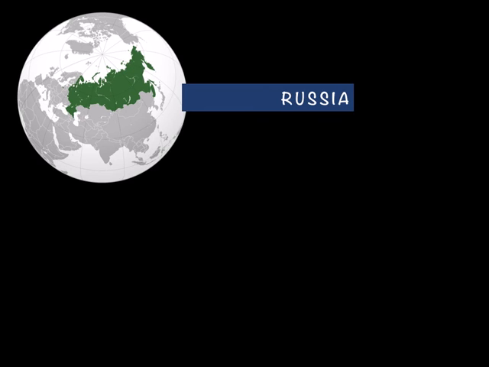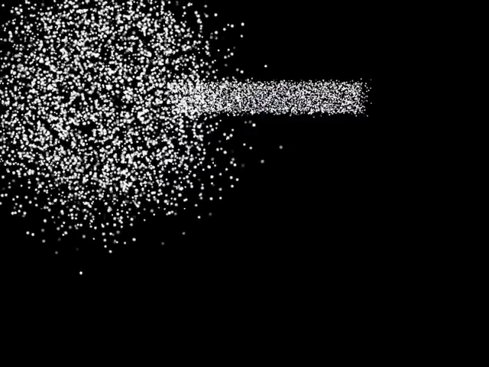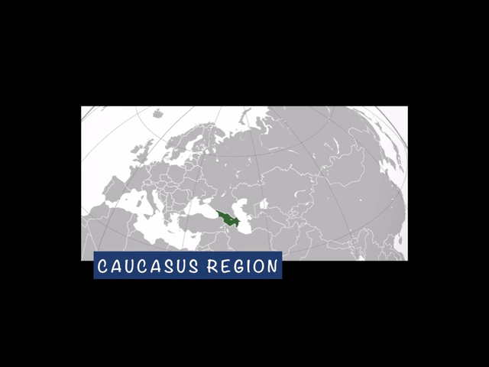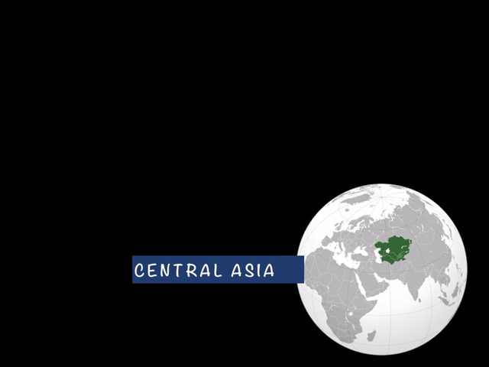There's Russia, and you can see its location to its nearby countries. Here's the Caucasus region. It straddles an area between the Caspian Sea and the Black Sea. That's a cultural crossroads. And there's Central Asia, showing its location in relationship to nearby countries.